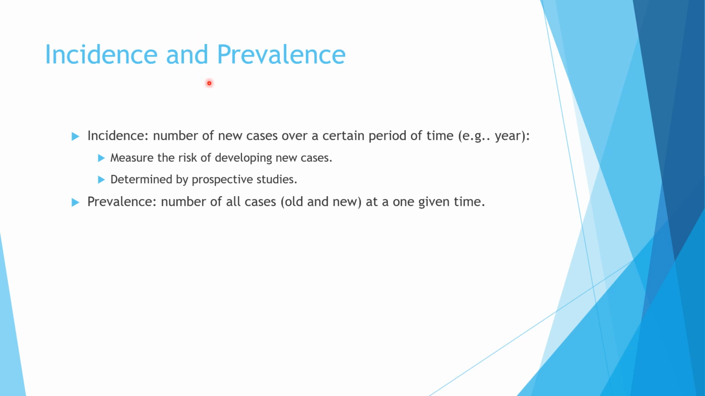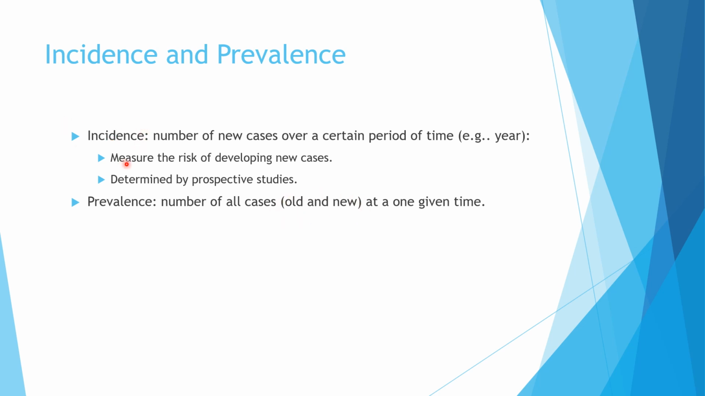Prevalence is the number of all cases. So all cases will be considered the prevalence of disease at one point in time. If you say, for example, that the prevalence of diabetes is 30 cases per 100, that means if you take 100 people and test them, you will find 30 of them have diabetes. So it's the number of all cases, whether old or new.